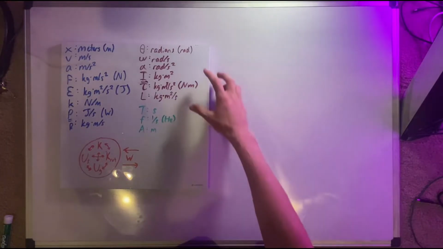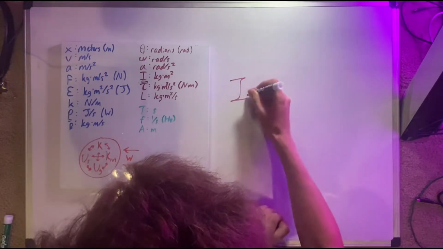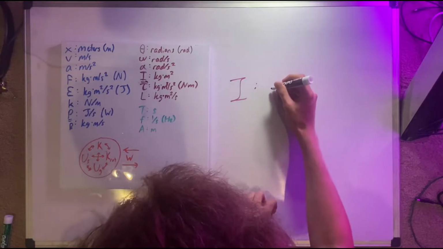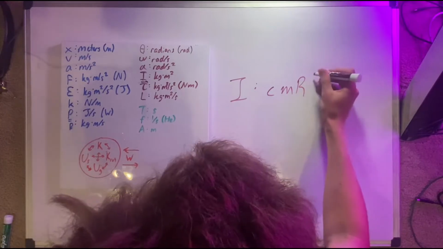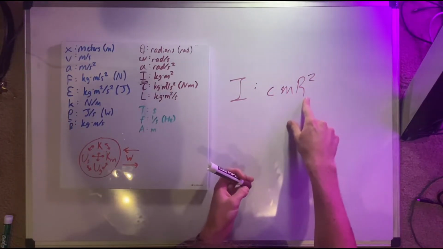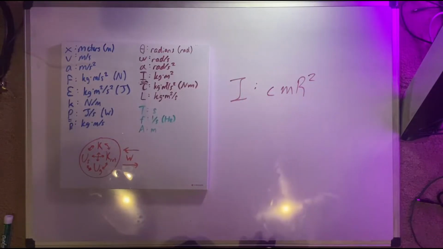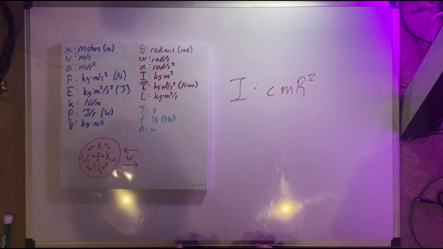And all of these units here are backed up by their actual base equations. For example, moment of inertia is some constant times mass times radius or length squared, which makes perfect sense because mass is kilograms and radius squared would be meters squared. And then this constant is just dependent on the type of object we're dealing with.